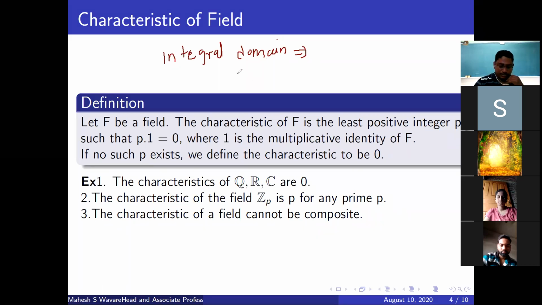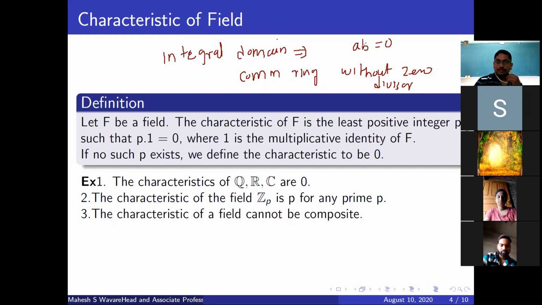Integral domain is a commutative ring without zero divisor. The commutative ring without zero divisor is known as integral domain. It must be a commutative ring first. Commutative ring means the ring under multiplication is commutative, and without zero divisor means what? Suppose in a ring the product of two elements gives zero under multiplication. Then either a has to be zero or b has to be zero. It will not be possible that both are non-zero and the product becomes zero. If such a thing happens, then those elements are called zero divisors.